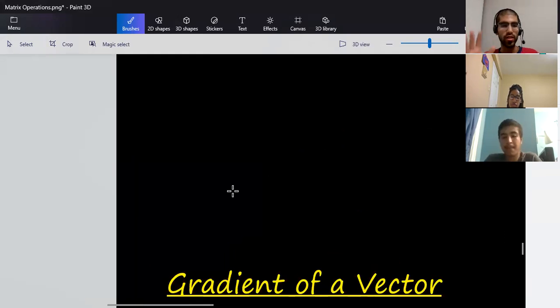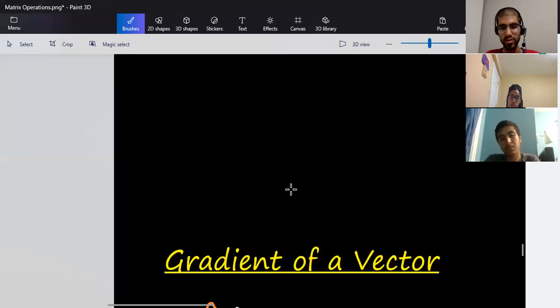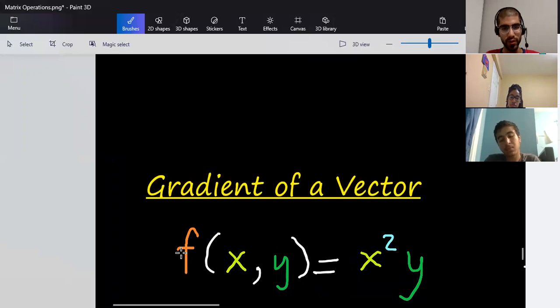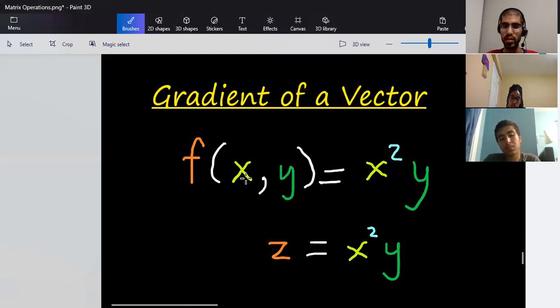But let's just quickly run the last thing with gradients of a vector. This is basically a way to store partial derivatives, which is something I talked about in the last lesson. If you didn't see it, I'm not going to talk much about it, but basically, you have a function that has two variables, x and y, and the output is x squared y. In the last lesson, I wrote this as z equals x squared y. It's the same thing, just different notation. This is function notation, this is variable notation.